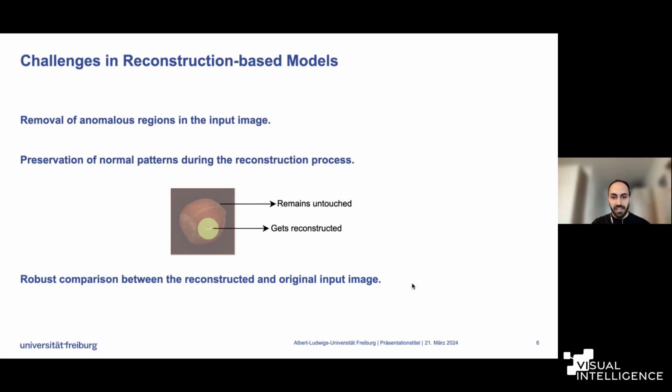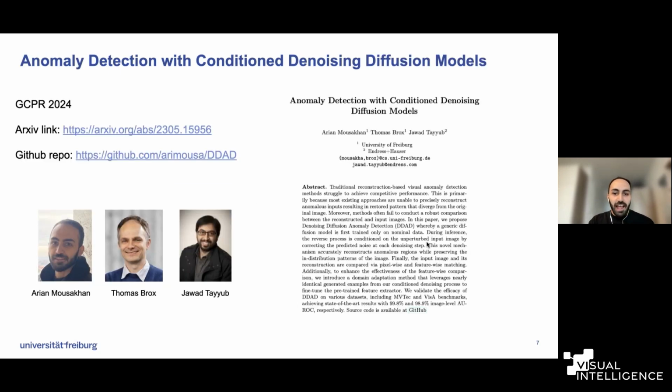So we identified the challenges and then tried to tackle them one by one. Identifying and trying to resolve these challenges brought us to this paper, anomaly detection with conditioned denoising diffusion, which is a GCPR 2024 paper. You can find the paper on arXiv, and the GitHub repo is also available for further research. I have to say this paper would not have been achievable without the effort of Jawad Tayyub, with whom I did my master thesis, and also Thomas Brox, who is my current PhD supervisor.